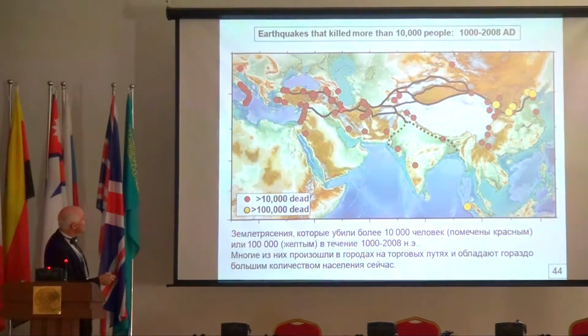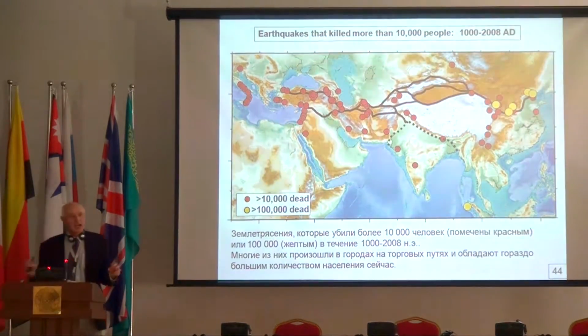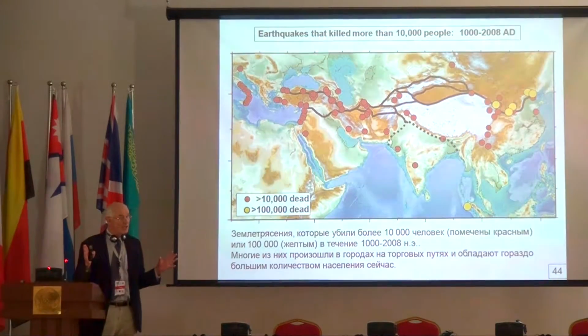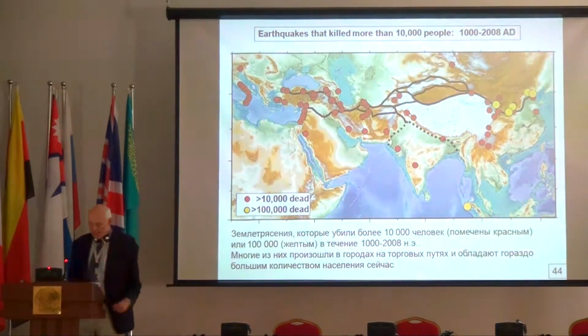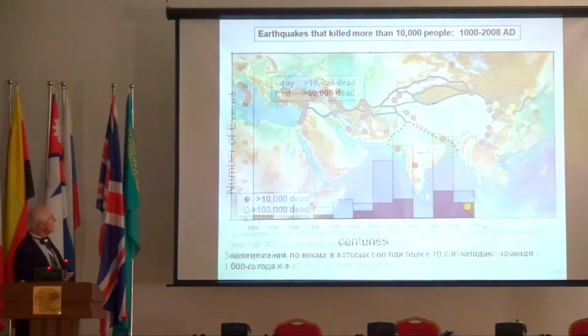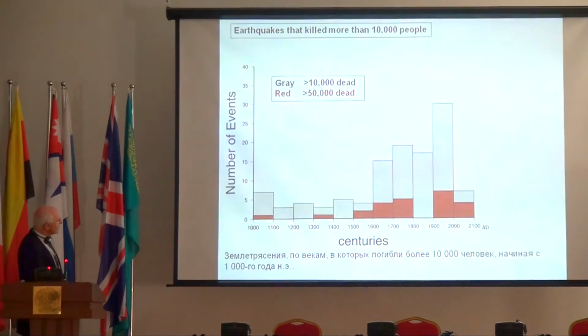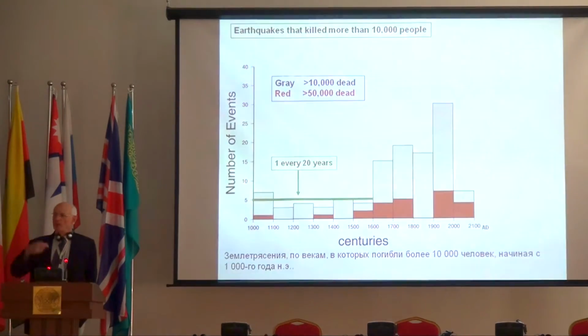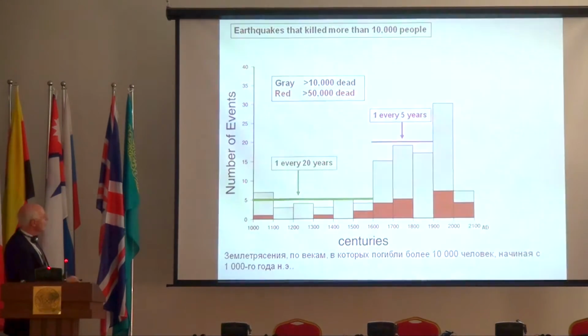Many of these cities are now much bigger. So many of these places which killed 10,000 people in the past are now cities of many millions of people, right? Because people have concentrated in the dangerous places. This picture shows every 100 years, for the last 1,000 years, how many people have died in earthquakes. And these show the earthquakes which have killed more than 10,000 people, or in red, more than 50,000 people. For a long time, there was only one of these earthquakes, maybe every 20 years. And when the population started to increase, we had one of these earthquakes maybe every 5 years.